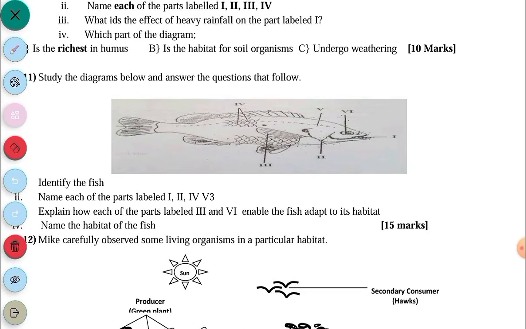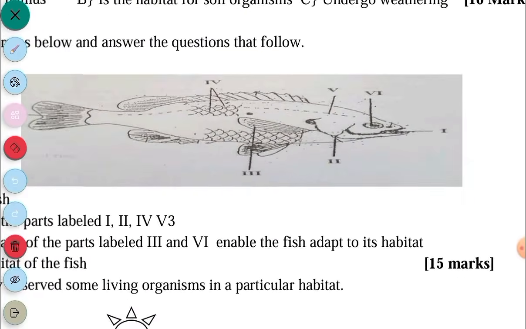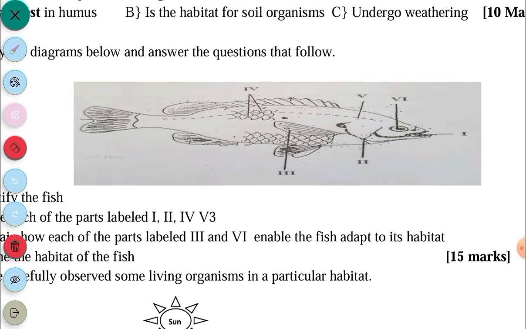So question 11, we are asked to identify the fish. This fish is tilapia. Name each of the parts labeled I to V. I don't really know what they mean here, but we are asked to label I. So let me zoom in for us. So I is the mouth of the fish.